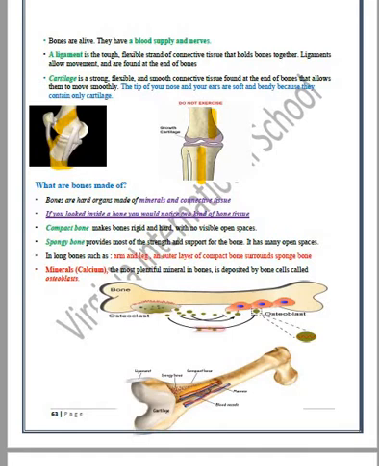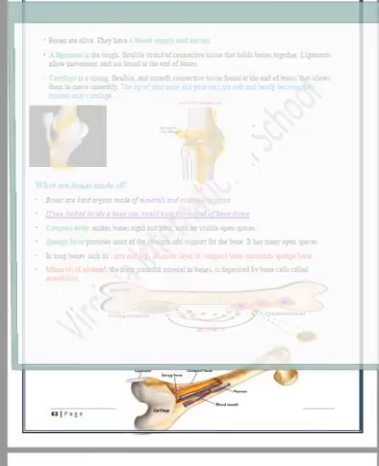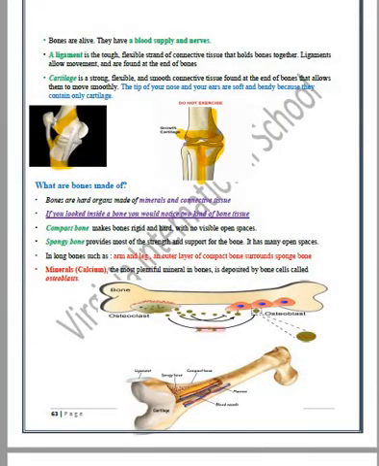Okay, we have another thing called cartilage. The cartilage is found here in the purple color. It's found at the end of the bone, and it's used at the end of the bones to make smooth movement. So to be able to have a smooth movement, the cartilage has to be found at the end of the bones. So the cartilage is a strong, flexible, and smooth connective tissue found at the end of the bones, and it allows them to move smoothly.